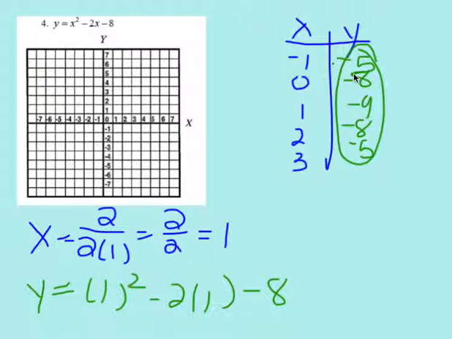So now let's plot those points. So we're going to go over 1 and down 9. So that's actually going to be off our graph a little bit. So I'm just going to plot that point there. And then we have our vertex. We have that axis of symmetry going through it. Then we're going to plot points on either side.